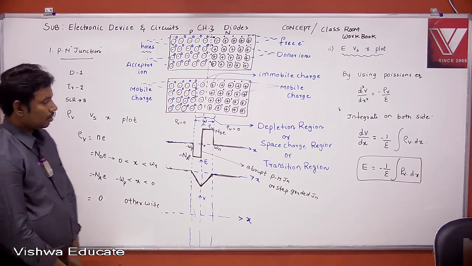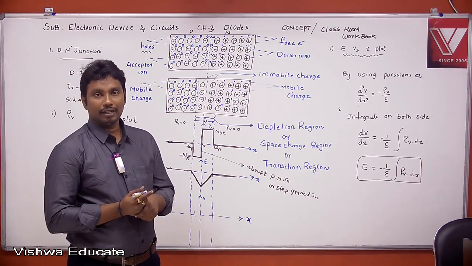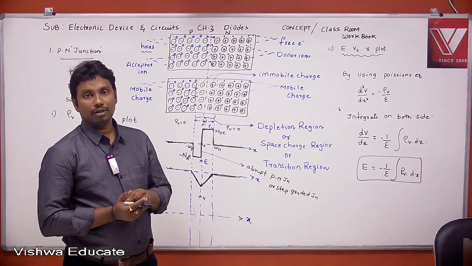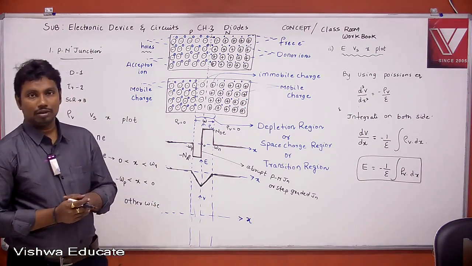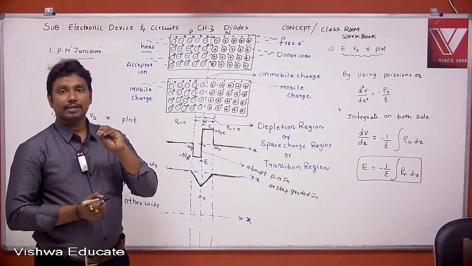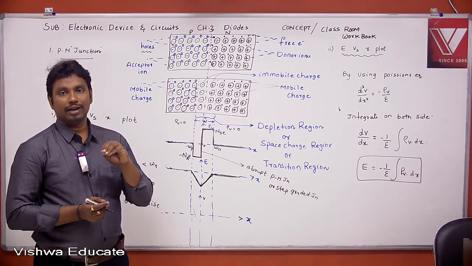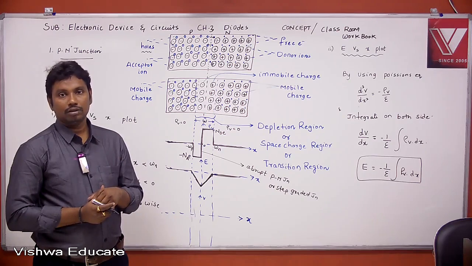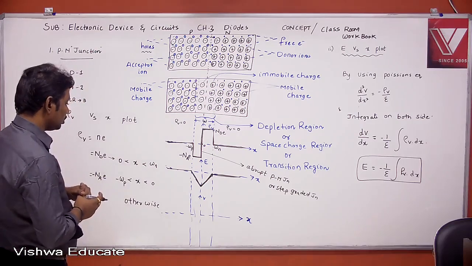Next, write in a point. Electric field is calculated by integration of charge density. Next point. In a PN junction, the electric field is maximum at the junction. Important point.